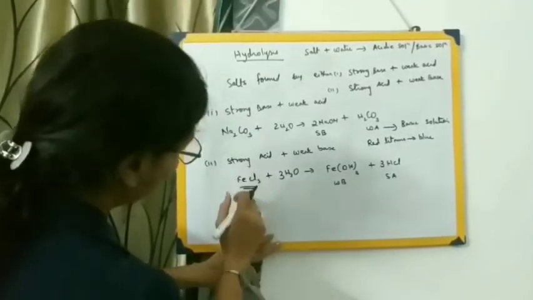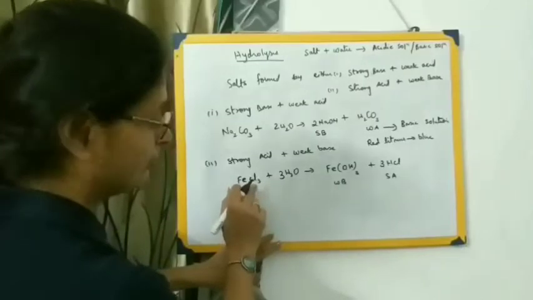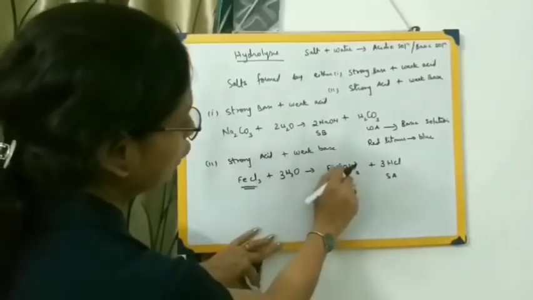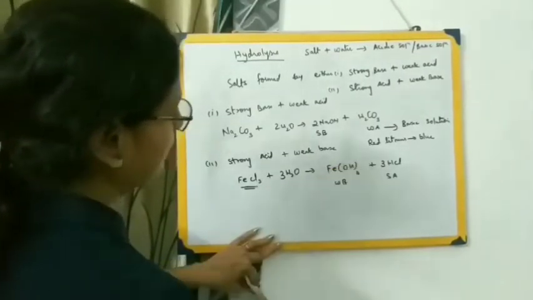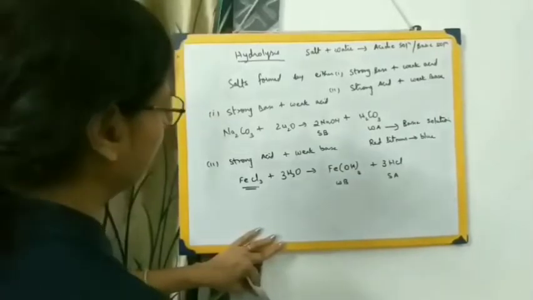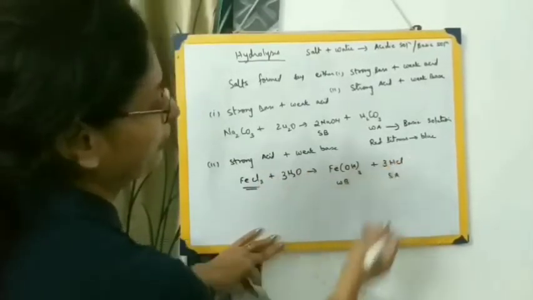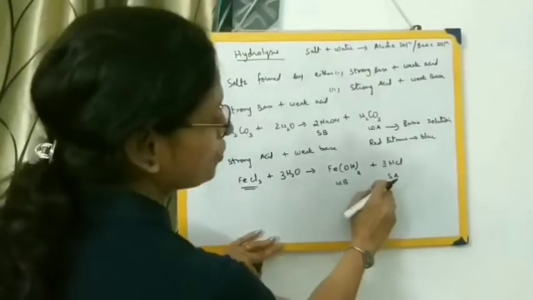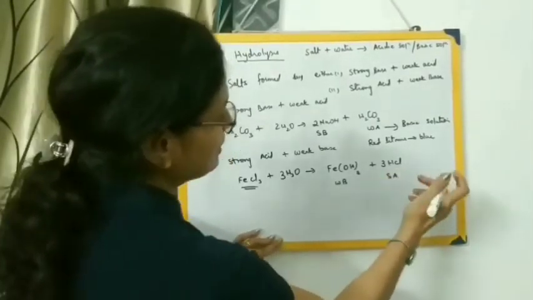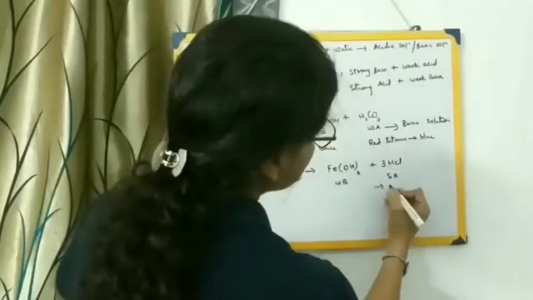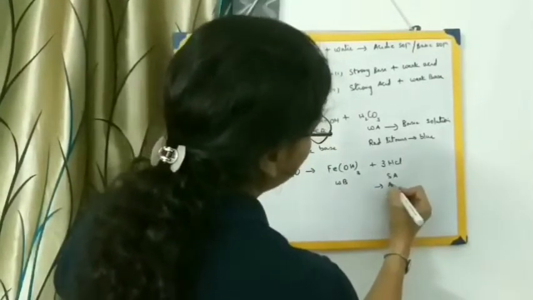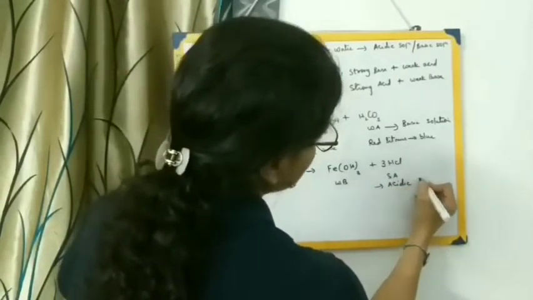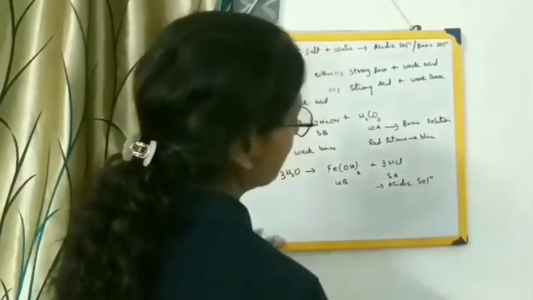That is, Fe has been separated from Cl and it is coming along with hydroxide, that is OH three times, leading to the formation of ferric hydroxide, and chlorine is coming along with hydrogen, forming what? Hydrochloric acid. Now here the acid is strong, so obviously the resulting solution will be what? Acidic in nature, acidic solution. The resulting solution will be acidic in nature.